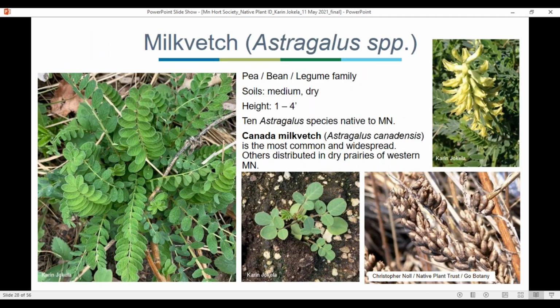Milk vetch is one that isn't used as much in gardens, but we certainly use it in restorations a lot. Has these long leaflets. It is a legume. There's a lot of different species in Minnesota, especially as you get into western Minnesota, drier prairies. Canada milk vetch is the one that you would see most often in restorations and a little bit in gardens as well.